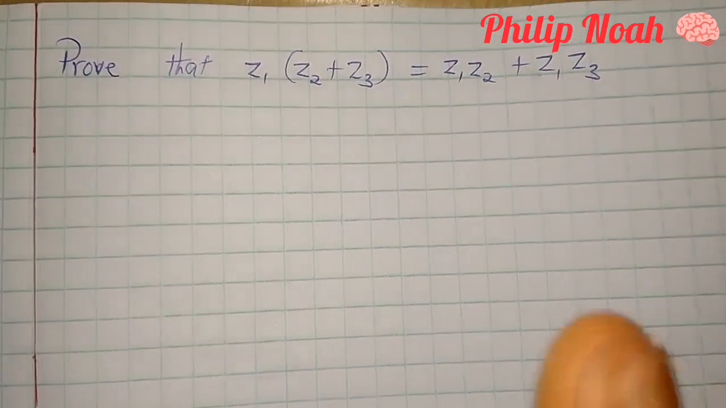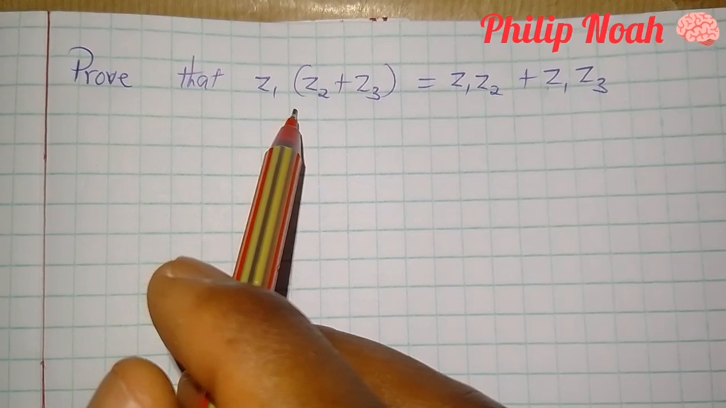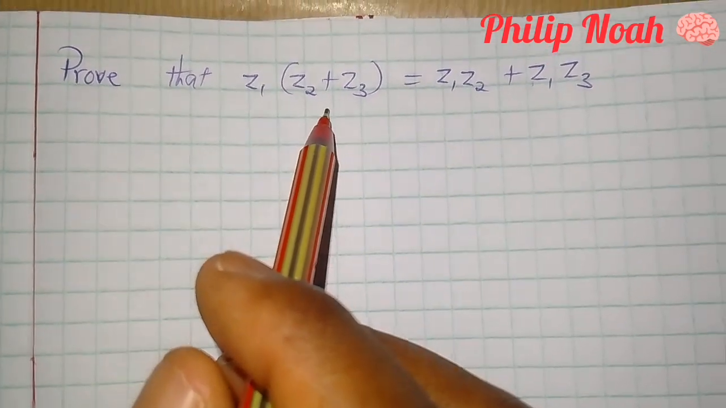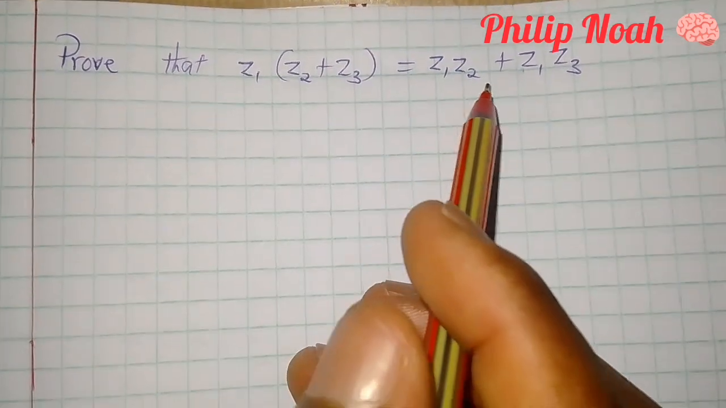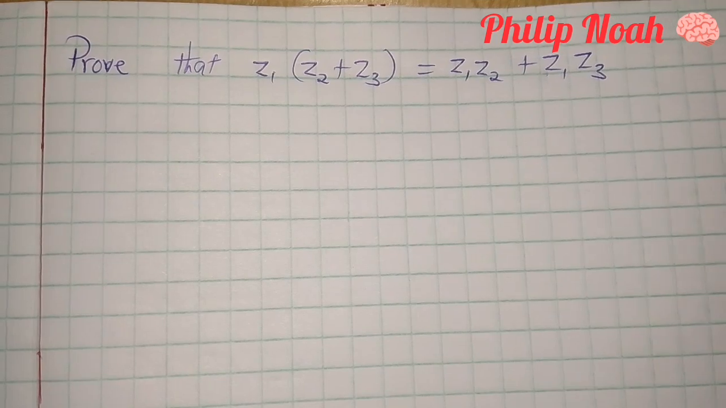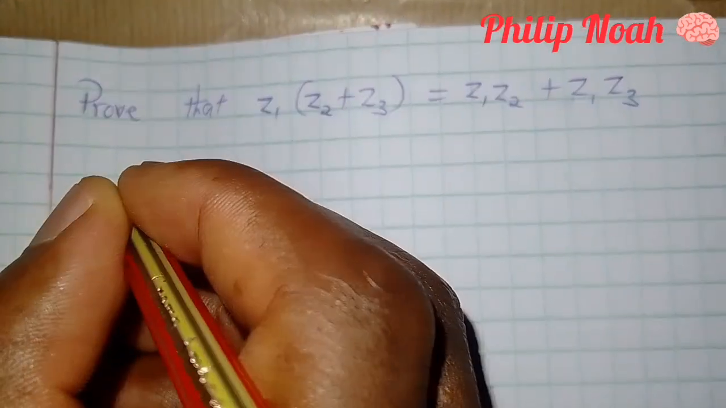This is Filipino Explaining. So in this video I'm going to show you how to prove the distributive law for complex numbers. Prove that z1 into (z2 plus z3) is equal to z1 z2 plus z1 z3. Solution.